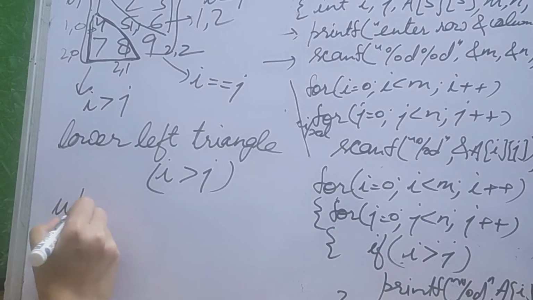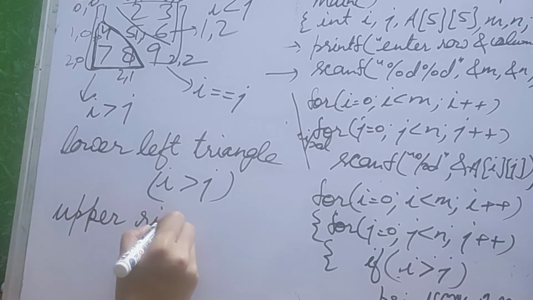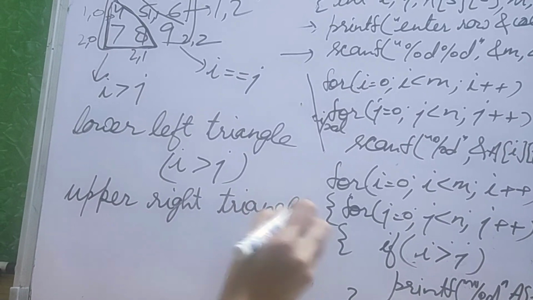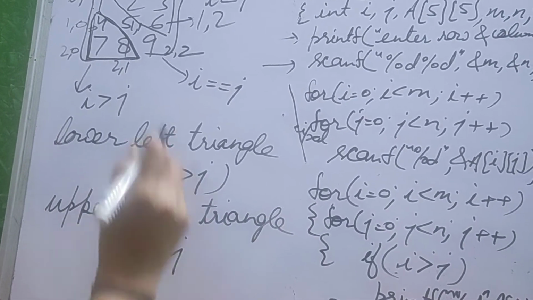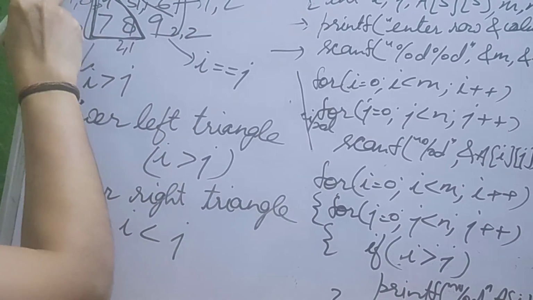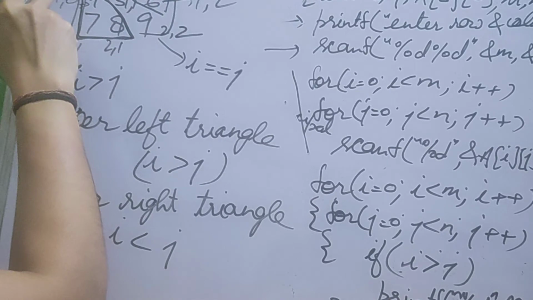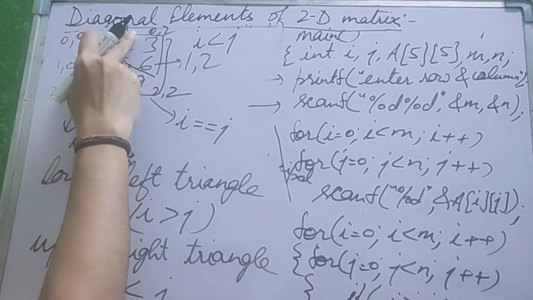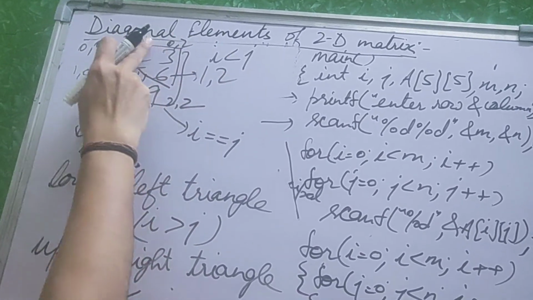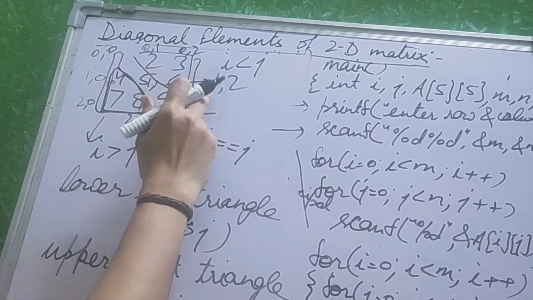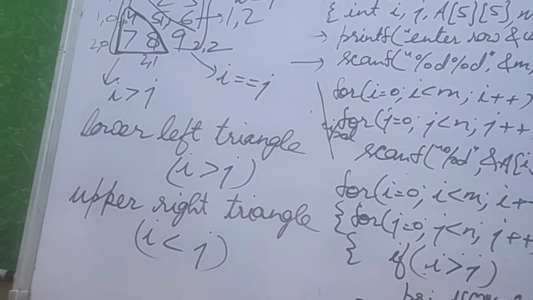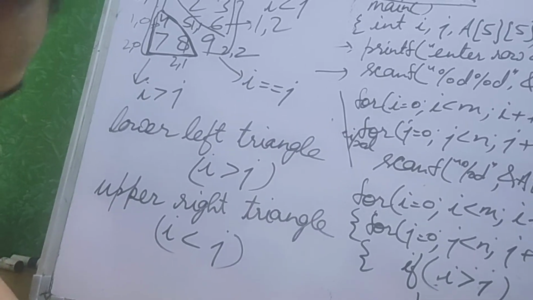For upper right triangle, what we will write? I less than j. As we can check, the first is index i and the other one is j. This one is i, this one is j. i is 0 and j is 1. 0 is less than 1, condition satisfied. 0 is less than 2, condition satisfied. 1 is less than 2, condition satisfied. So for upper right triangle we will write i is less than j.